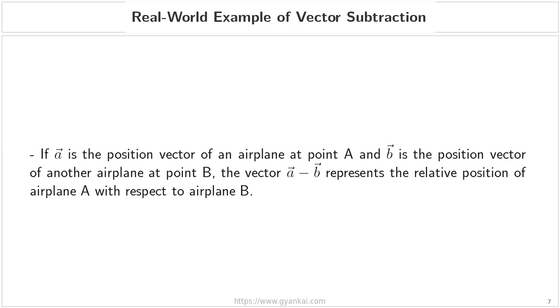If we perform the operation vector A minus vector B, the resulting vector doesn't just give us a random number. It specifically represents the relative position of airplane A with respect to airplane B. In other words, it tells you exactly how you would have to move from the second plane to reach the first one. This concept of relative position is a crucial application of the subtraction we just calculated, and it sets the stage for our next slide, where we will work through a concrete numerical example to see this in action.